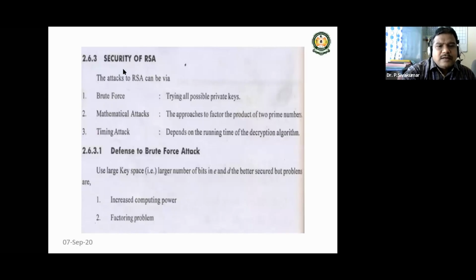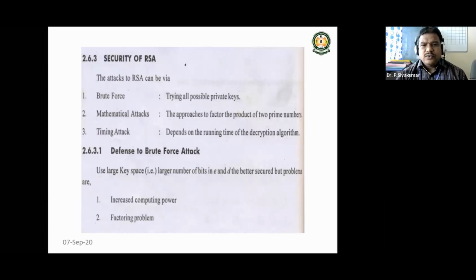So what are the attack possibilities in the RSA algorithm? The security of RSA can be breached by 3 kinds of attacks. One is a brute force attack. What is the brute force attack? Trying all the possibilities of the private key. For example, if the private key is n bits, then we have 2 power n bits of possibilities to find out the key or plain text. That's a brute force attack.